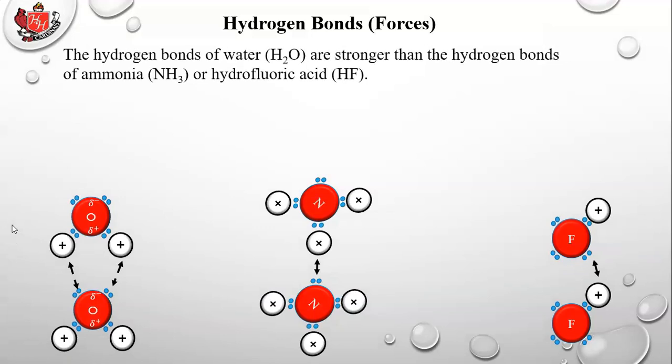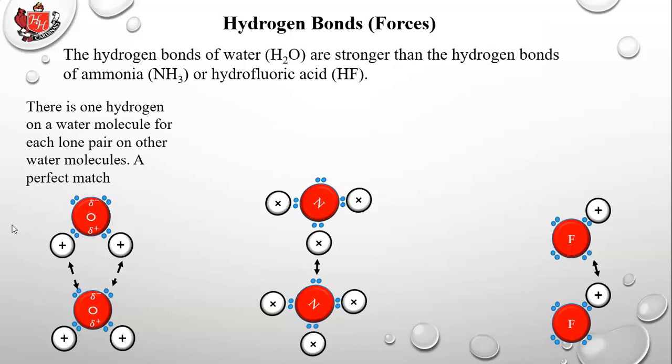So the hydrogen bonds of water, H2O, are stronger than the hydrogen bonds of ammonia or hydrofluoric acid. Why is that? There's one hydrogen on a water molecule for each lone pair on other water molecules. So that's a perfect match. So for every hydrogen on a water molecule that could create a hydrogen bond, you have two lone pair to which it could attach.